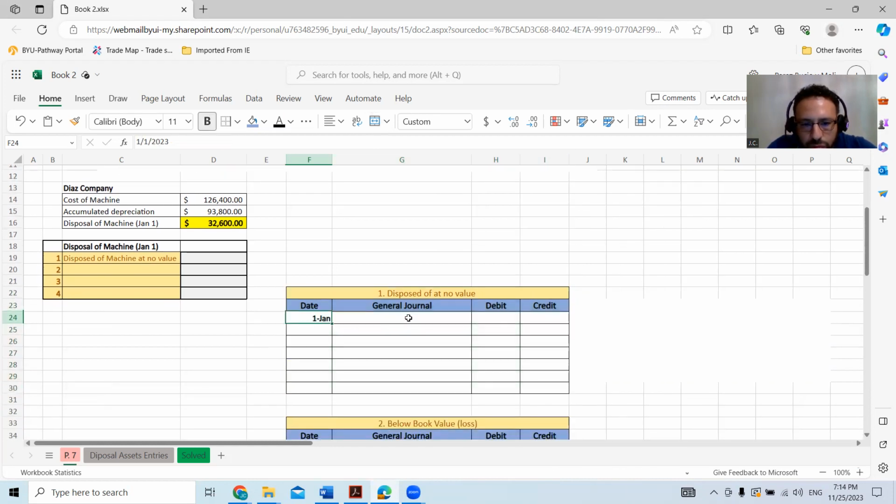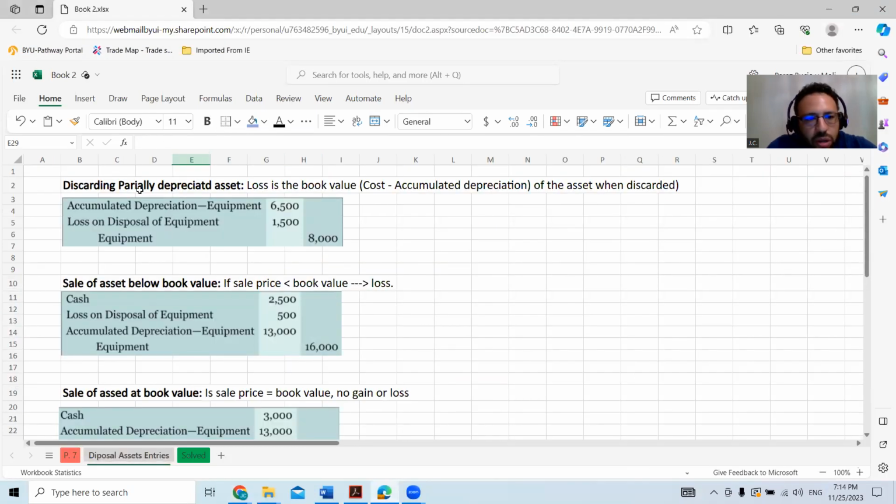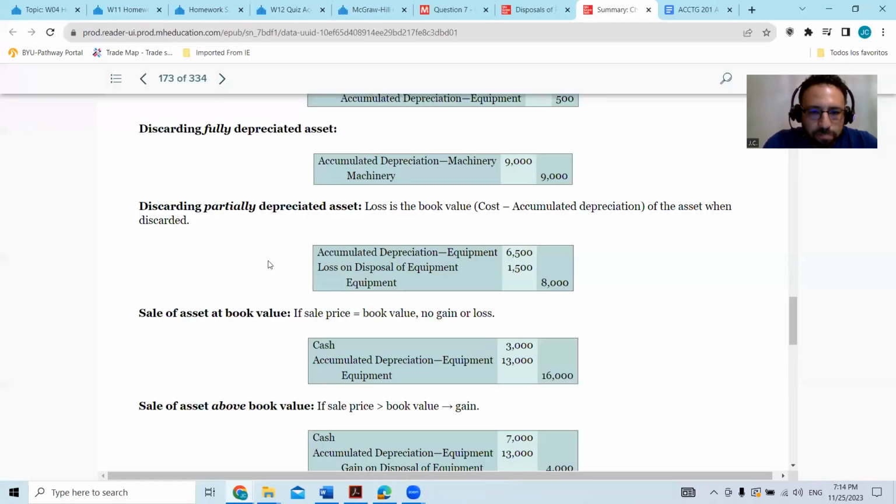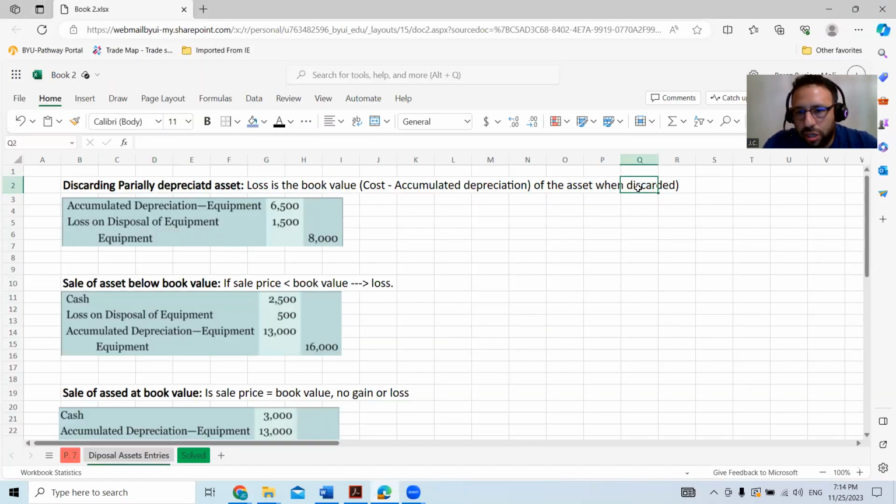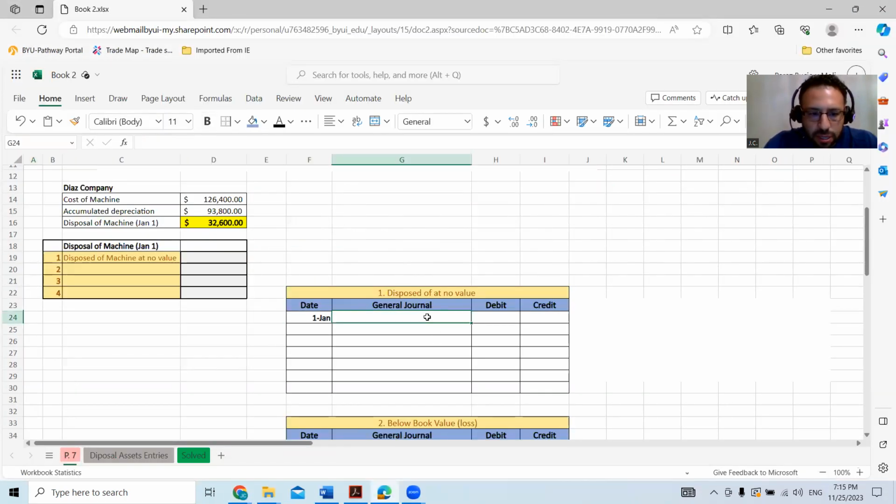And we have January 1st. If I go down here, discarding partially depreciated. Don't pay attention to the writing here. But anyways, like I said, you discarded the machine. So we're going to debit our accumulated depreciation equipment and loss on disposal. What is the machine? Loss on disposal, and we're going to debit the entire value of the machine. And we do that by doing this.